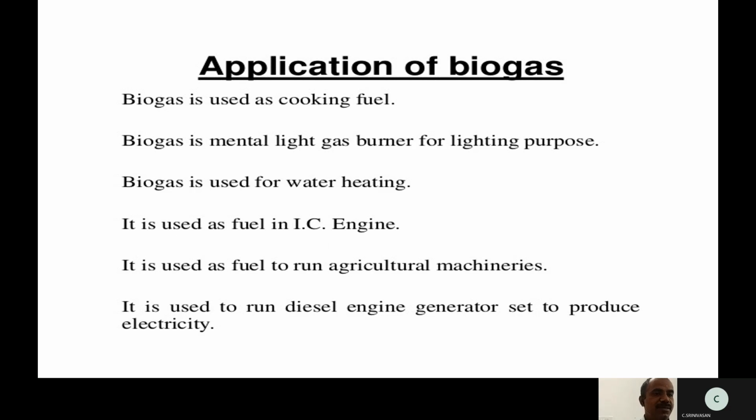Applications of biogas. Biogas is used as cooking fuel. Biogas is used in mantle lamps as a burner for lighting purposes, and biogas is used for water heating. It is used as a fuel in IC engines, and it is also used as fuel in agriculture machinery. These are the applications of biogas.